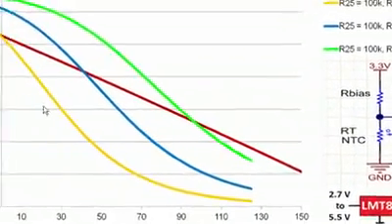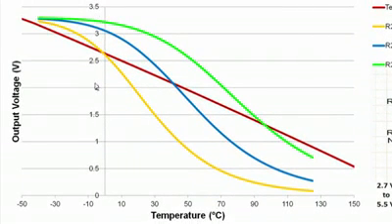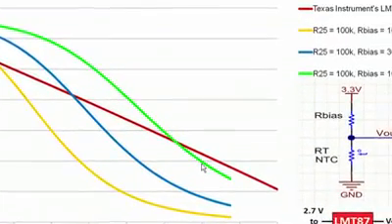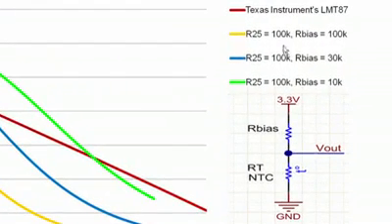The axes on this graph are output voltage in volts on the y-axis and temperature in degrees Celsius on the x-axis. The yellow, blue, and green curves are all output voltage versus temperature curves for an NTC thermistor rated at 100 kiloohms at 25 degrees Celsius. The difference between these curves is the bias resistor value. Yellow is 100 kiloohm, blue is 30 kiloohm, and green is 10 kiloohm.